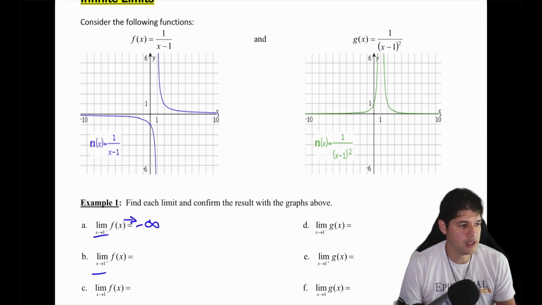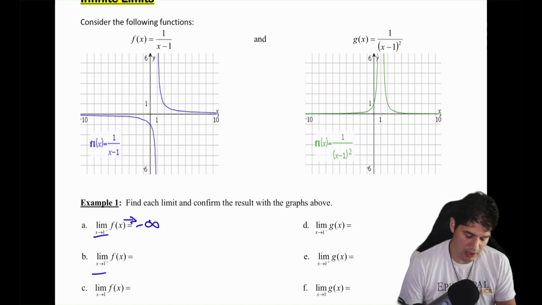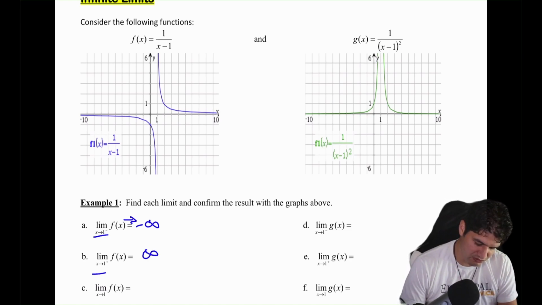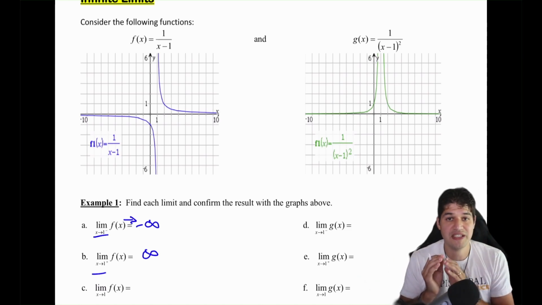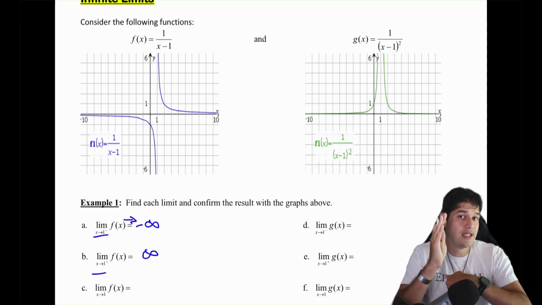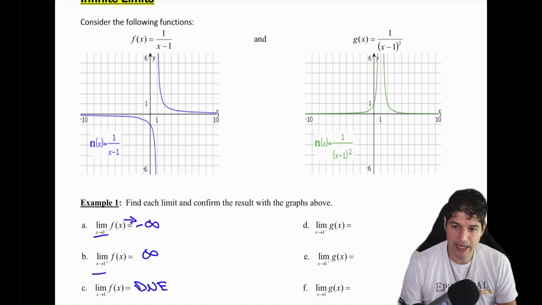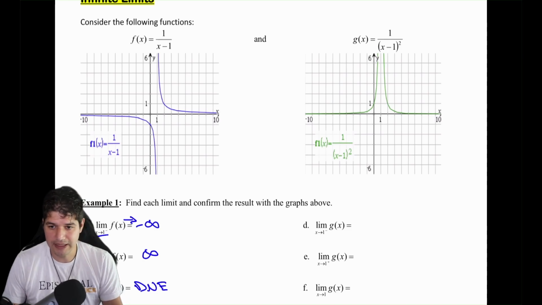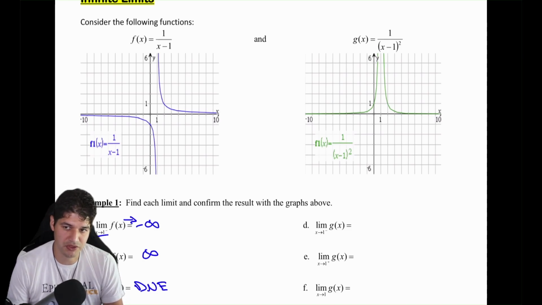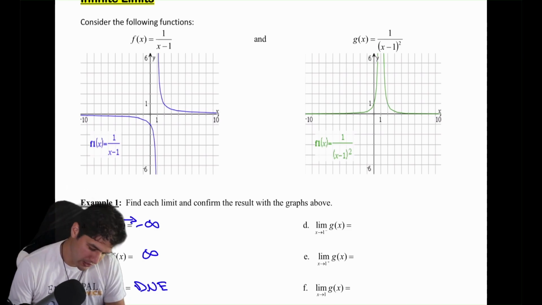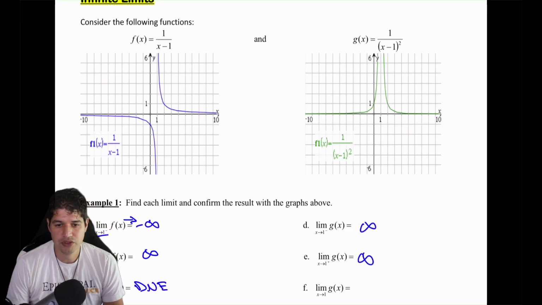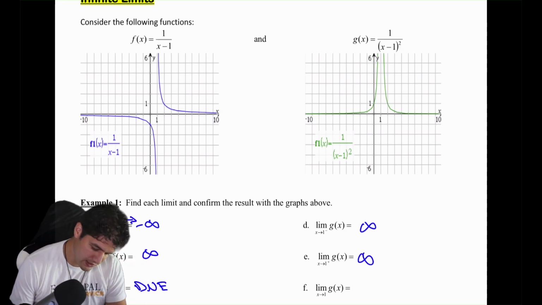All right, so now as we look here, the limit of f of x as x approaches 1 from the right, it's going up to positive infinity. Now, as we look at the limit of f of x as x approaches 1, our left and right hand limits do not agree with each other. So we're going to say does not exist. Now, let's look over here, the limit of g of x as x approaches 1 from the left. We see that it's going up to positive infinity, and from the right, also positive infinity. So the limit of g of x as x approaches 1, the left and right hand limits agree. So you're going to see infinity.